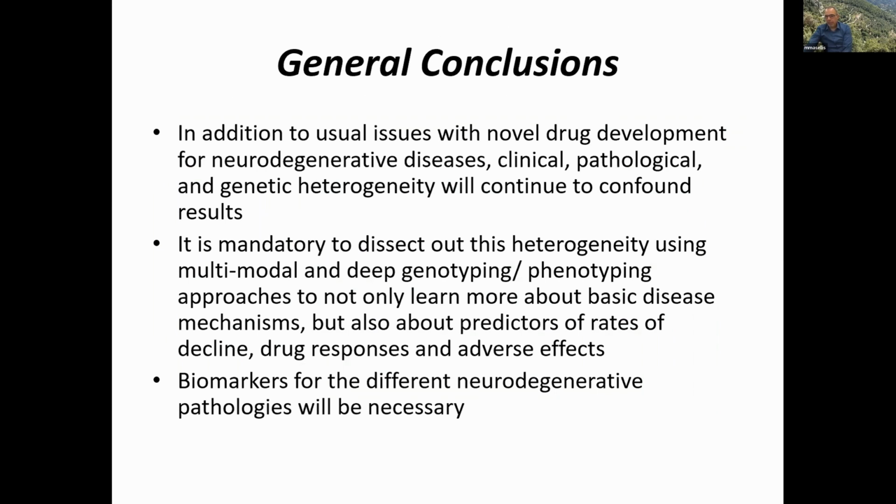In conclusion, in addition to the usual issues with novel drug development for neurodegenerative diseases, clinical, pathological, and genetic heterogeneity will continue to confound results, and it's mandatory to dissect out this heterogeneity using multimodal and deep phenotyping approaches, to not only learn more about basic disease mechanisms, but also about predictors of rates of decline, drug responses, and adverse effects. And ultimately, we're going to need biomarkers for the different neurodegenerative pathologies, especially in the cases of mixed pathologies, to be able to unravel this.